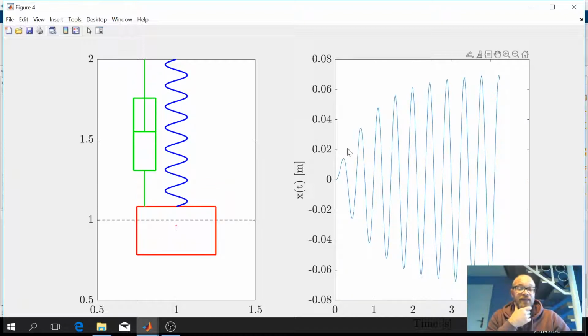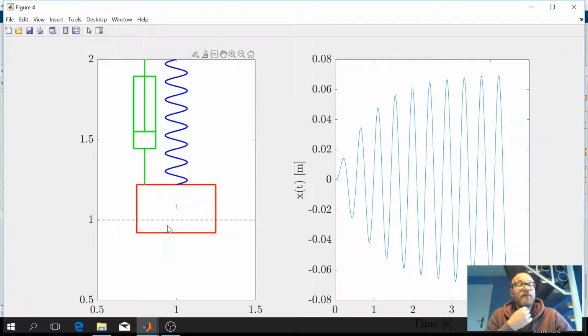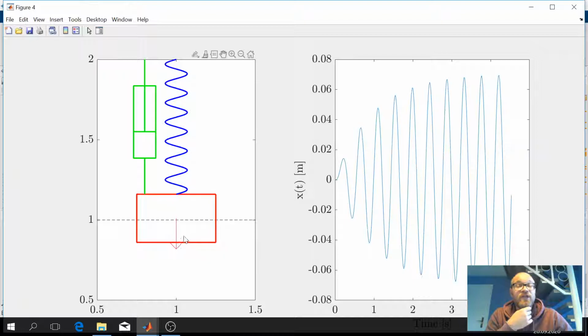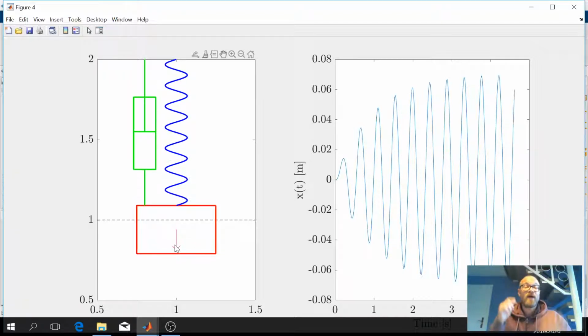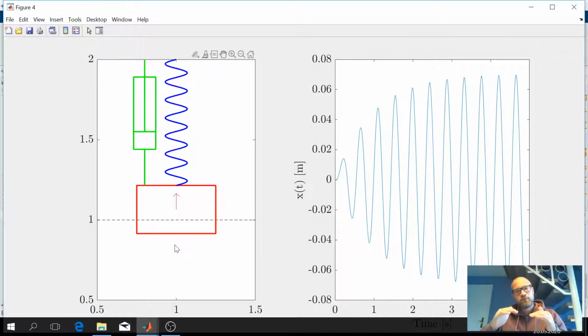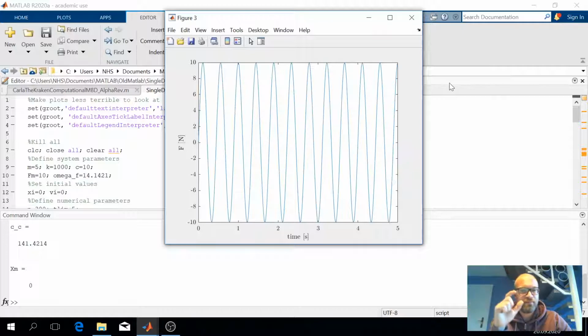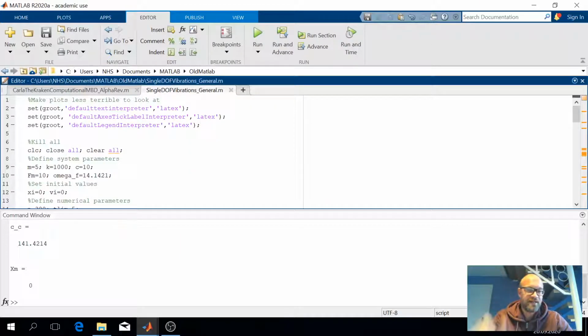What we can observe here is, however, that my motion and my forced excitation are in phase, meaning that when my mass is in maximum downward position, I also have a force acting downwards, right? When my mass is in maximum upward position, my force is acting upwards. Forced excitation and vibration response, the motion, are in phase.